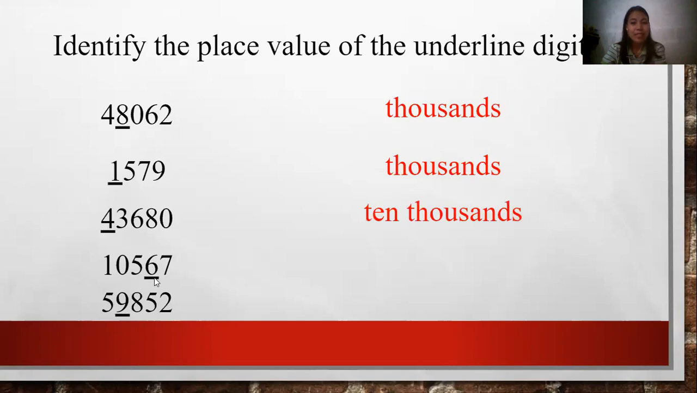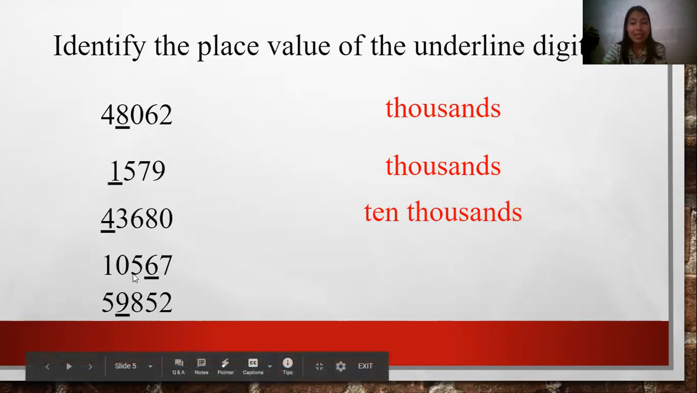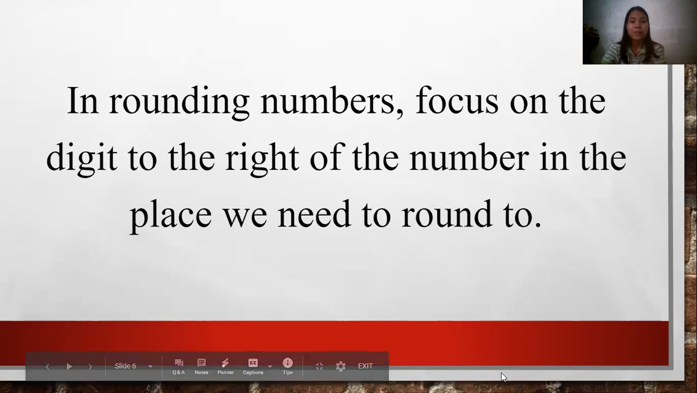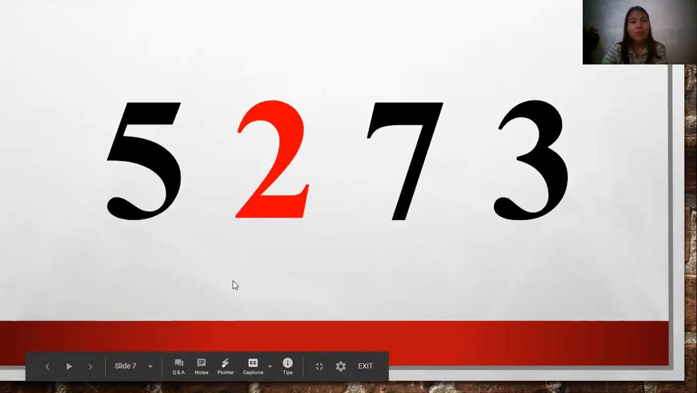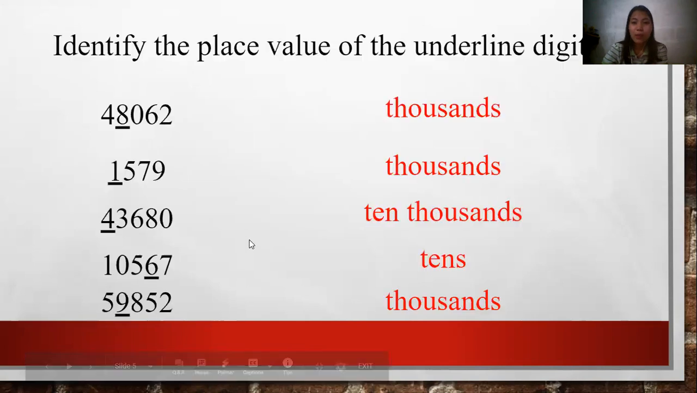So 6 nasa pangalawa po siya. So 7 is ones, 6 is tens. So nasa tens place value siya. 9 is in 1,000 place value. So now let's proceed. Okay, in rounding numbers, focus on the digit to the right of the place we need to round to. Okay po. So this will be only a review para alam po natin kung ano yung mga place value po ng mga numbers.